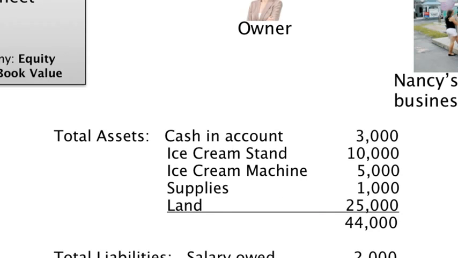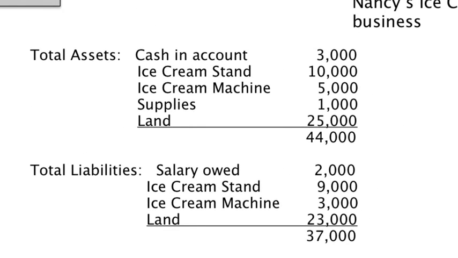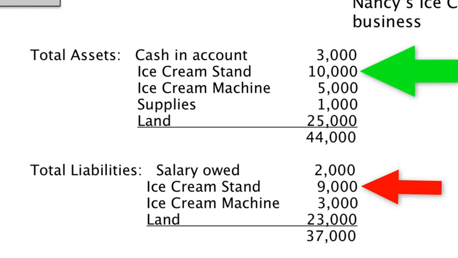So now let's look down at the total liabilities. So the first thing we see is the salary owed to her employee of $2,000. So she has to pay that out. She hasn't paid her yet. The next thing is the ice cream stand itself. Now you'll notice that I listed the ice cream stand up in the assets, and I also listed the ice cream stand in the liabilities. On the top, it's $10,000. On the bottom, it's $9,000.